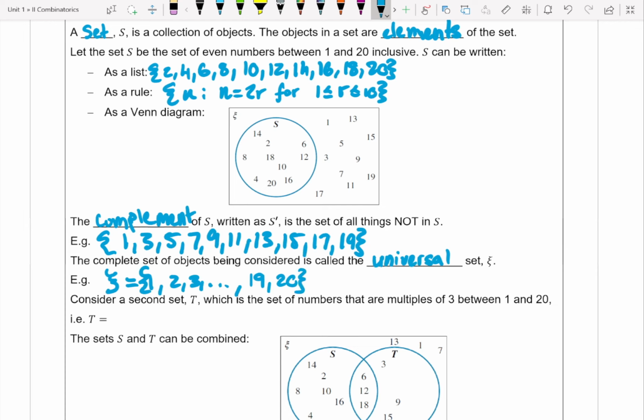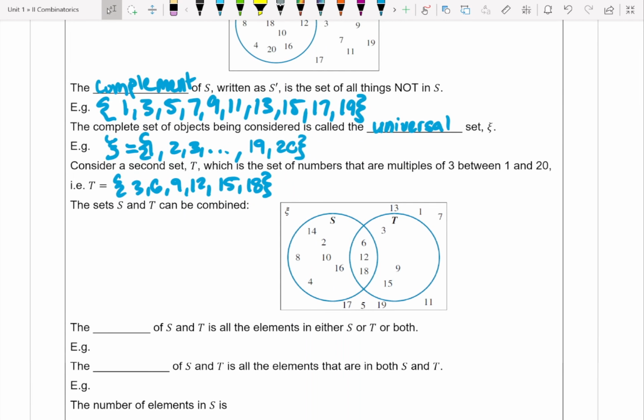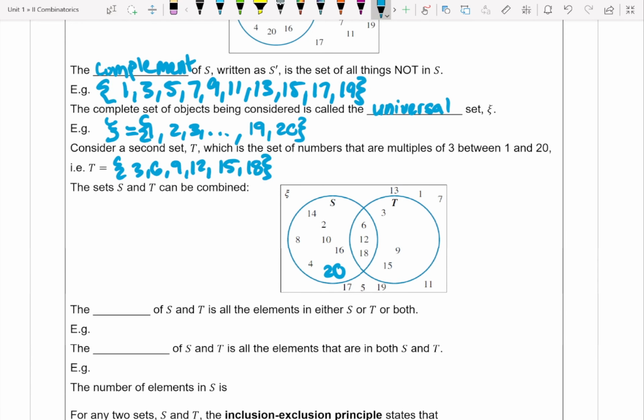Consider a second set T, which instead of being even numbers are multiples of 3 between 1 and 20. So those are going to be 3, 6, 9, 12, 15, and 18. So the sets S and T can be combined. If we look at this, we're actually missing a number. See if you can find which one it is. It is 20 in the set S. So we were missing it, I assume because maybe at one stage this wasn't inclusive of 20, but in our example it is.